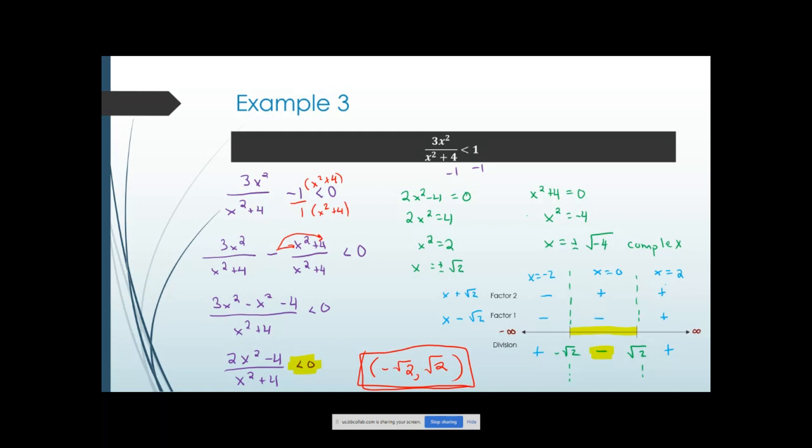So it does not include the square root of 2. Yeah, if you plugged in the square root of 2, you will get something that is false, that is not included, if you plugged it into your original. So instead of being less than 1 in the original, you would get something that's greater than 1.